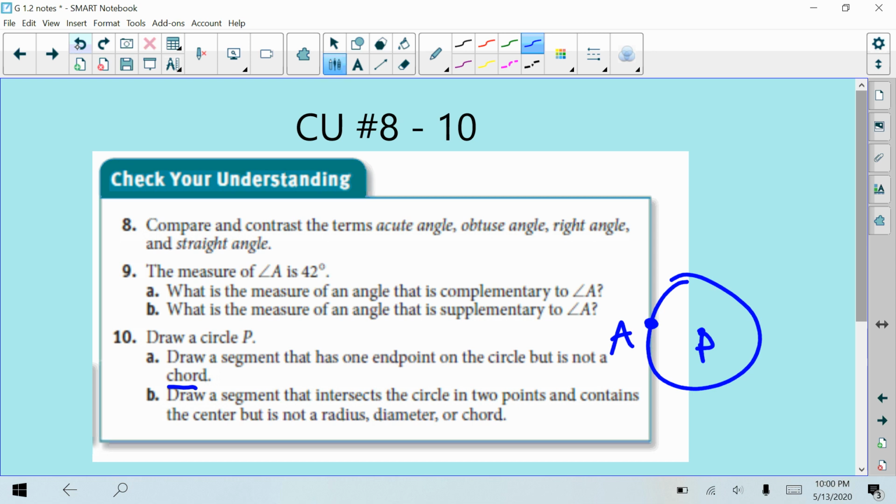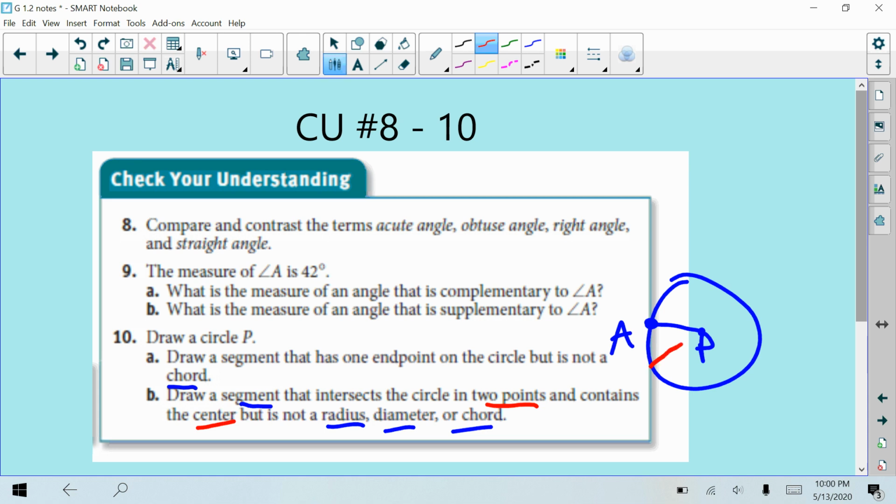Part B. So we can go with that. That has one endpoint on the circle, but it's not a chord. B, draw a segment that intersects a circle in 2 points and contains a center, but it's not a radius, diameter, or chord. So it has to go through the circle 2 times, containing the center, but not a radius, diameter, or chord.